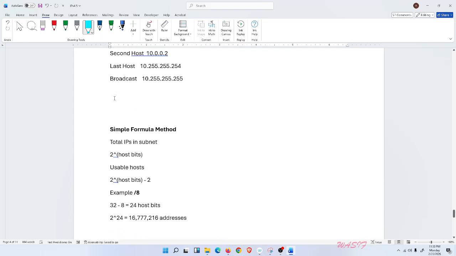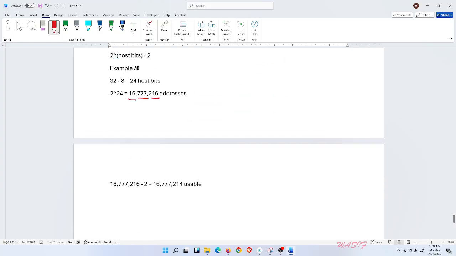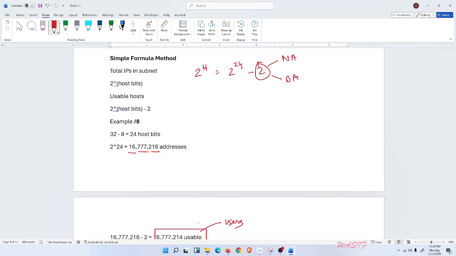Now again, the formula is 2 to the power h, the total number of IP addresses you can produce. The total number of IP addresses will be 2 to the power 24, which is 16,777,216. Now there are two addresses: one is the network address, another is the broadcast address. They cannot be assigned to any device. So you need to subtract 2 from here, and 2^24 minus 2 will be the number of usable IP addresses. You can produce this number of IP addresses and assign them to users. Okay. However, this is the total.